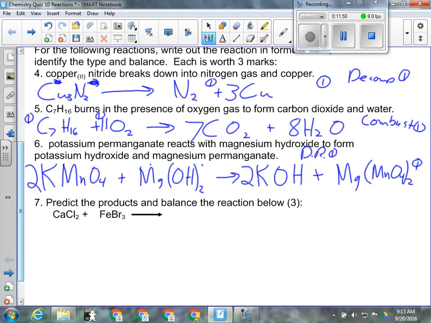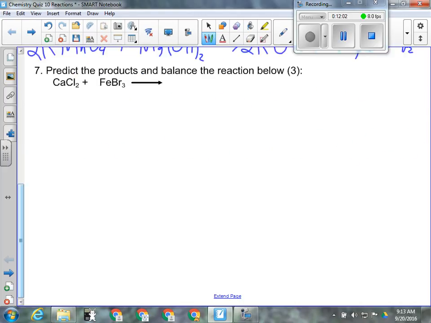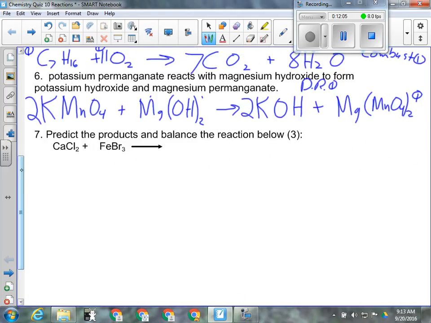Okay, questions on those? All right, before you do anything like handing back or anything, I want to have a look at number 7. Obviously, you're not giving marks for number 7. I just want to look at how a predicting process works. All right, so in this reaction here, I have an ionic compound in calcium chloride reacting with another ionic compound in iron 3 bromide. What's the only kind of reaction that starts with 2 ionic compounds?